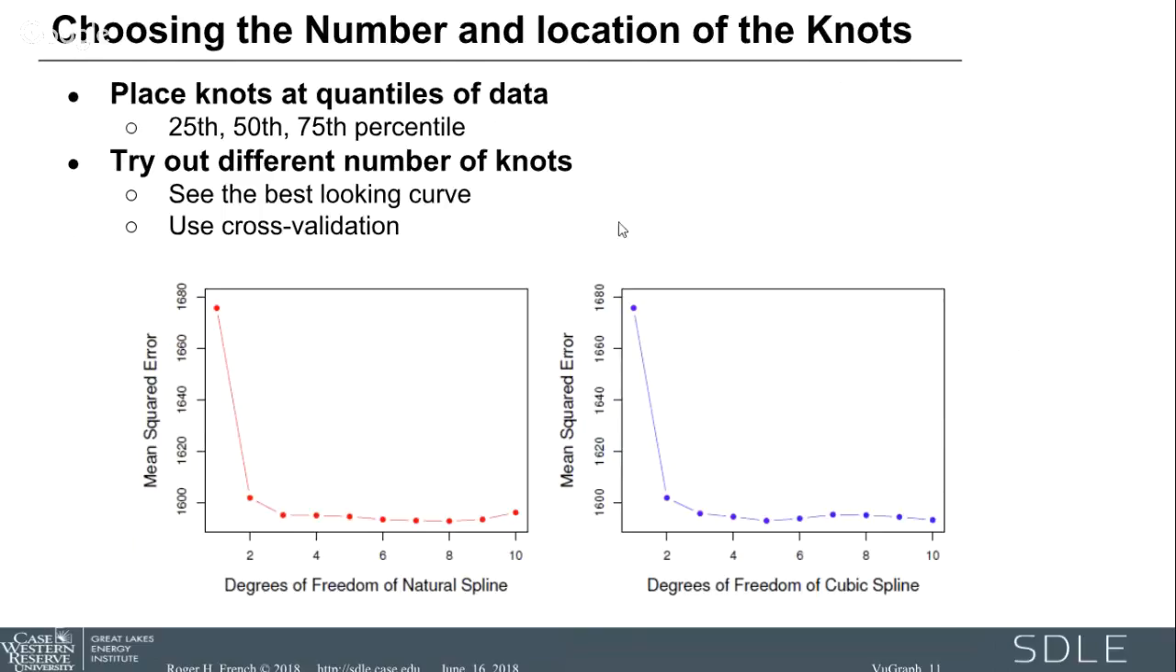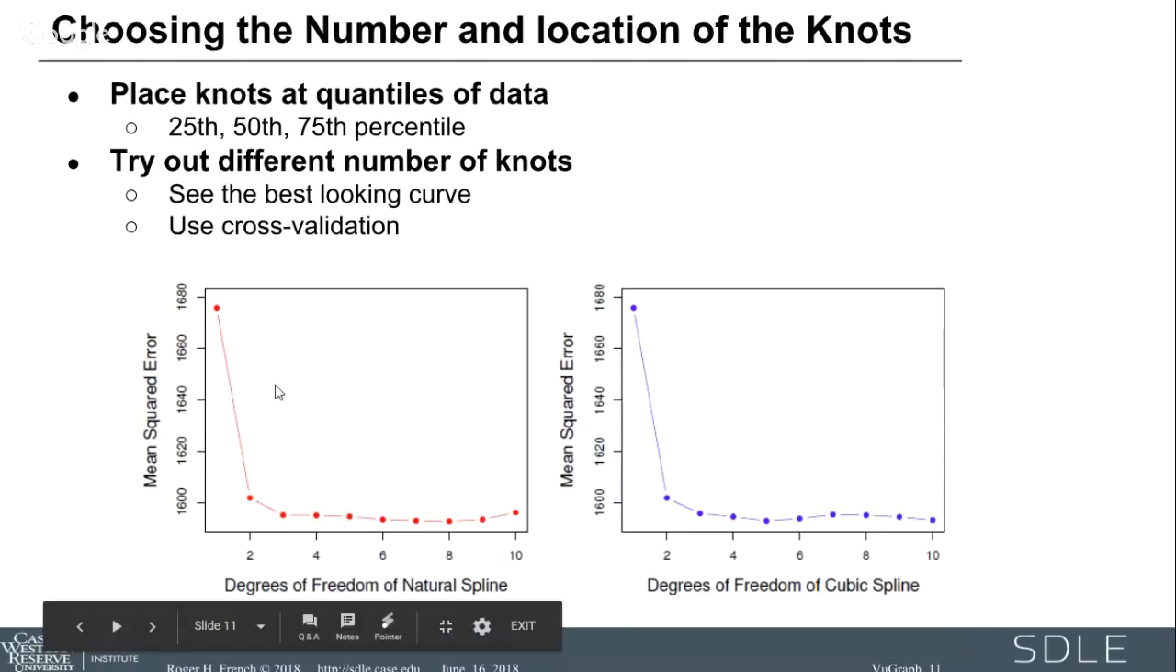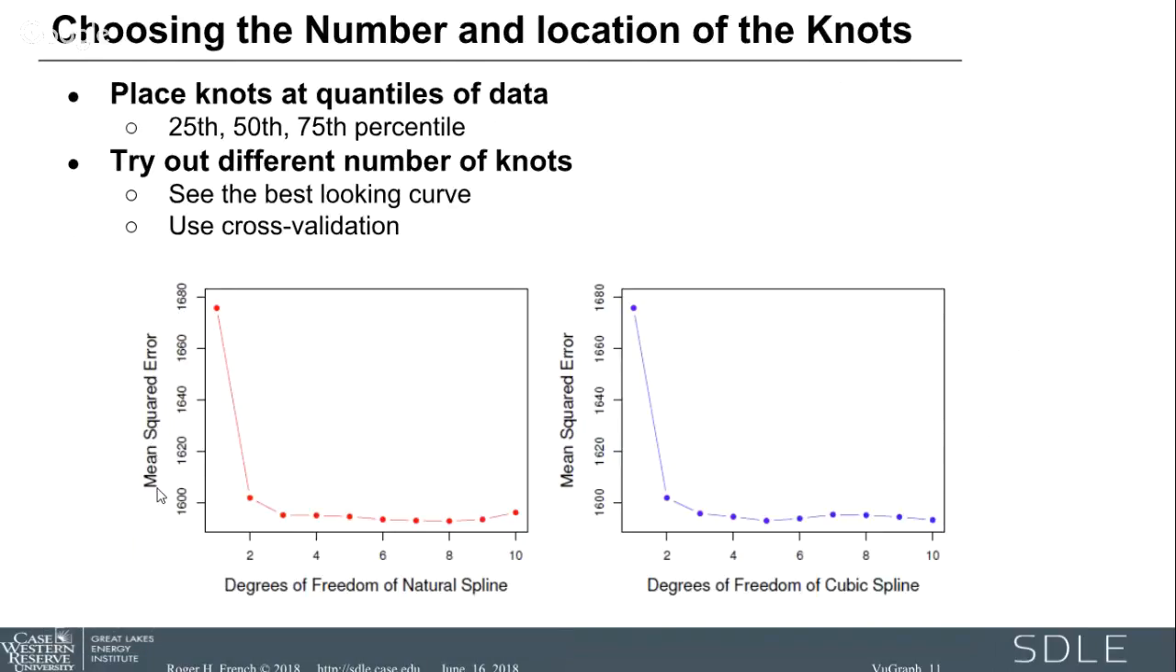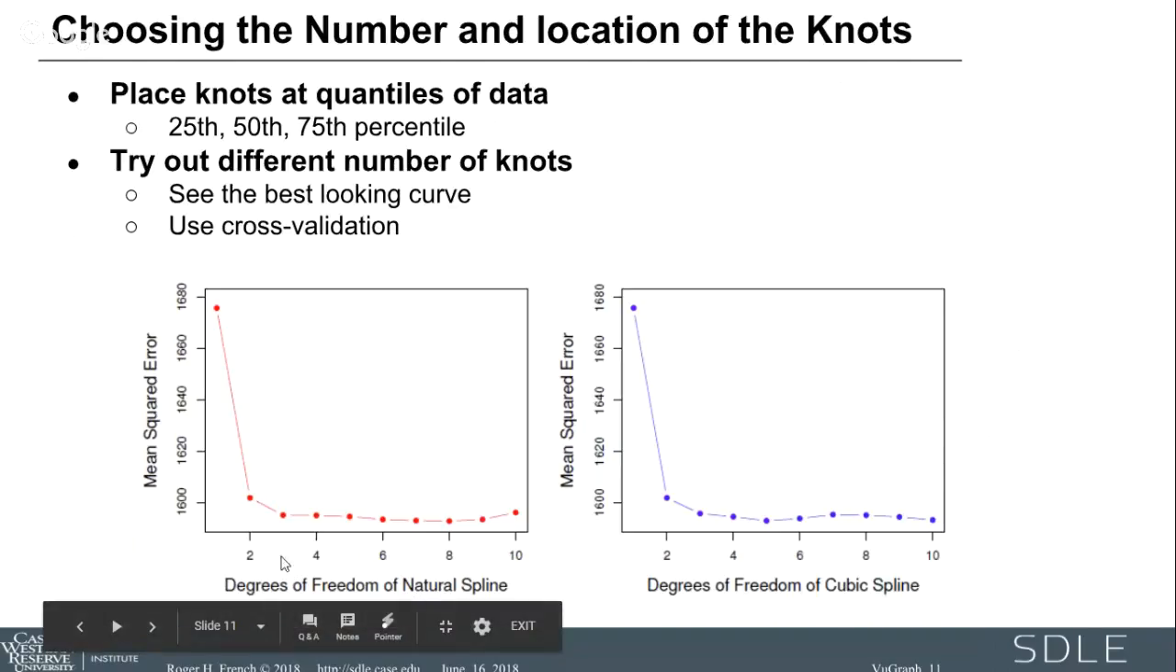So this figure shows the natural spline and cubic spline with their degrees of freedom. You can see the y-axis is the mean square error. We can find that for the natural spline we can choose the degrees of freedom to be almost 3. This is the best choice. And for the cubic spline, we maybe choose the degrees of freedom to be 5 in this case.